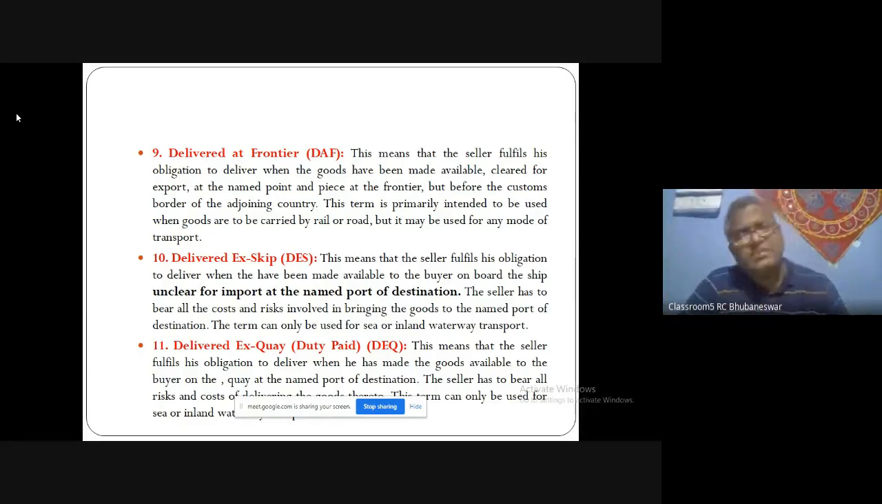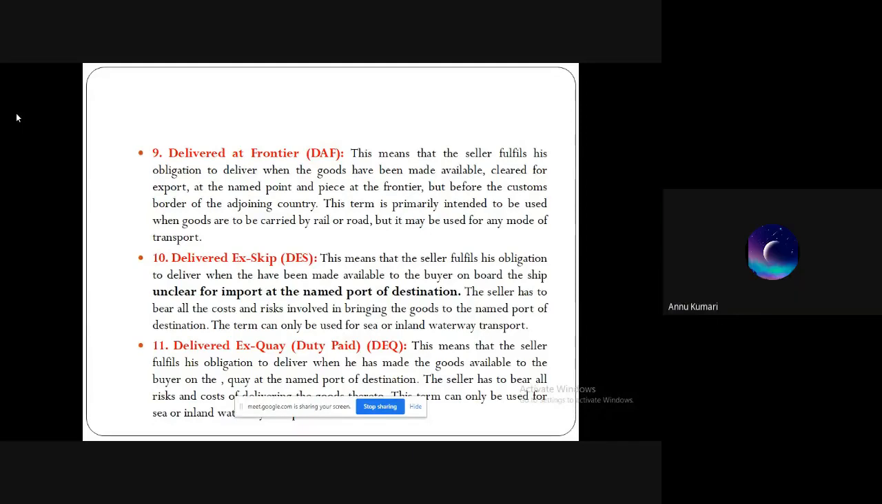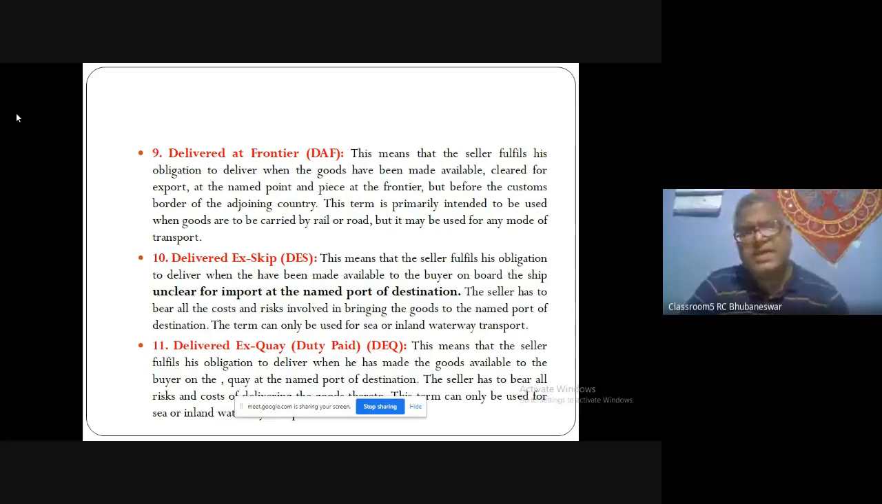And delivered ex ship is called DES. It is also named at port of destination. Similarly, the seller fulfills his obligation to deliver the goods to the buyer without import clearance, at the named port of destination. If any goods are not cleared, or any problem arises at sea or on inland waterways, that type of delivery is also ex ship. But these points are related only to the seller's point of view.